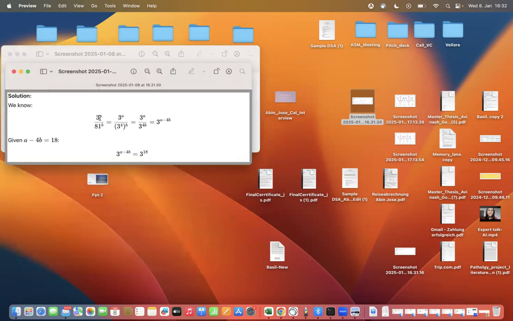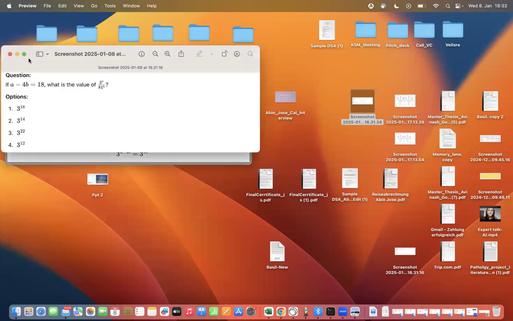So we can actually express 3 to the power of a divided by 81 to the power of b as 3 to the power of a divided by 3 to the power of 4b, because 81 is actually 3 to the power of 4. That's the basic trick here. Then we can simplify this expression as 3 to the power of a minus 4b. We are already given that a minus 4b is equal to 18, so we have 3 to the power of a minus 4b equal to 3 to the power of 18. So the answer is option A, 3 to the power of 18.